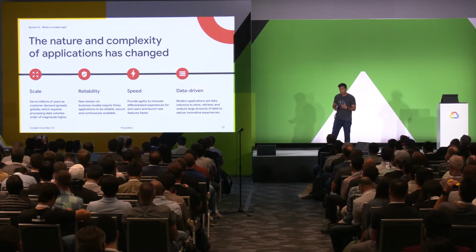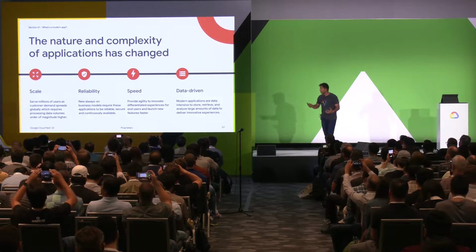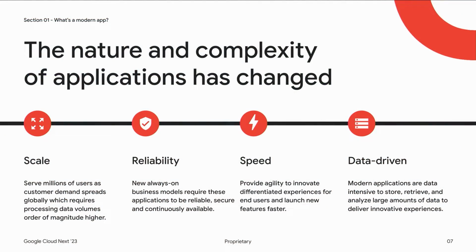And the nature and complexity of these applications have also changed. For example, the four most important things I talk about if you're building an application today are scale, reliability, speed, and being data-driven. So let's talk about scale. You just started this application, you're two people in a garage, you have one or two users, and tomorrow suddenly you're this next successful startup and you have 1 million users. You need to immediately be able to scale.